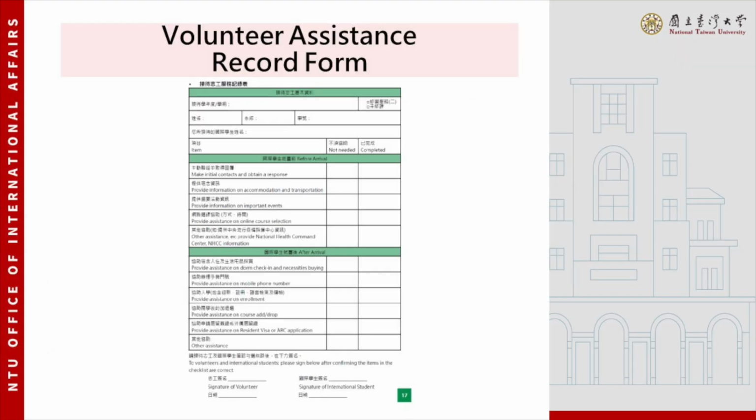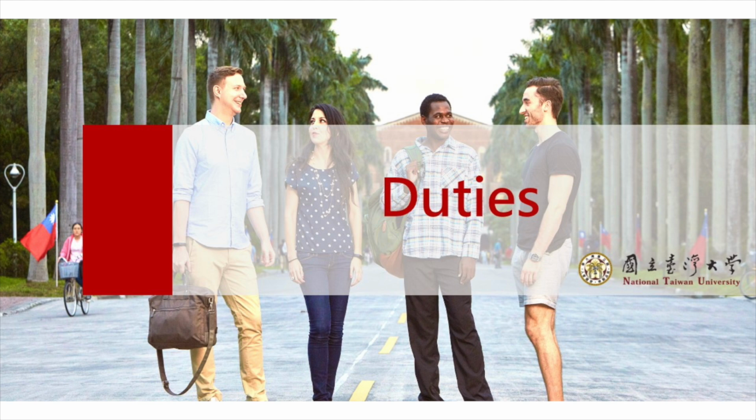In the volunteer handbook, you will find the volunteer service record form, which lists all the tasks volunteers are responsible for. If you are unsure about tasks at any stage, refer to this form for guidance. After completing your service, please have the international student sign the form and upload it to the volunteer system to finalize your service. Third, tasks of the International Student Volunteer Service.